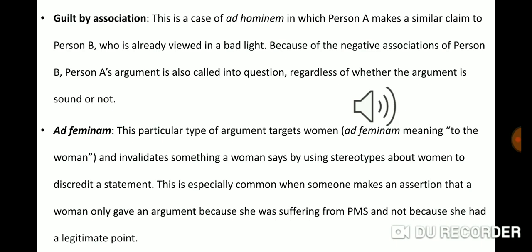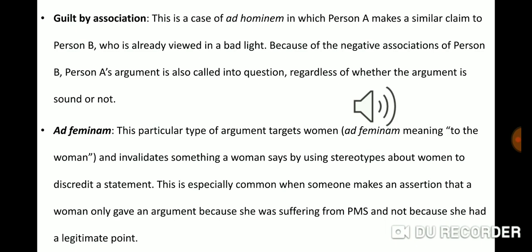Guilt by association. This is a case of ad hominem in which person A makes a similar claim to person B, who is already viewed in a bad light. Because of the negative associations of person B, person A's argument is also called into question, regardless of whether the argument is sound or not.